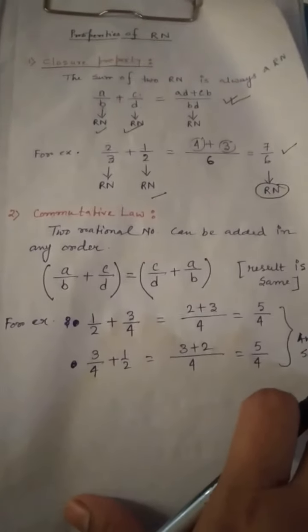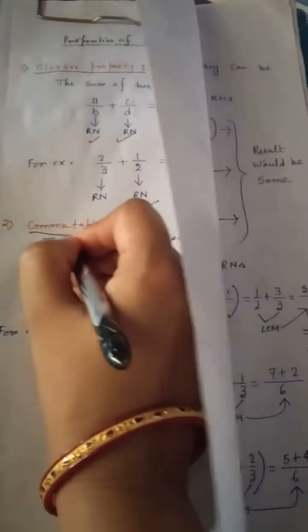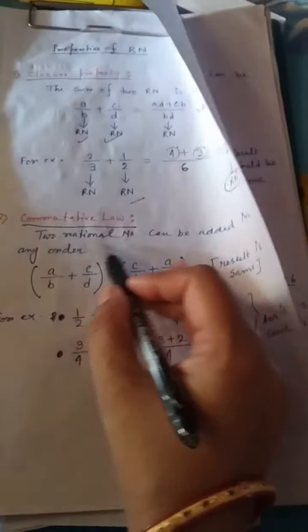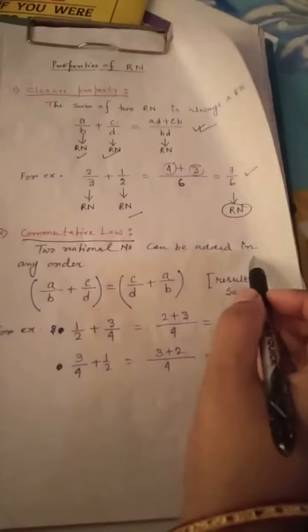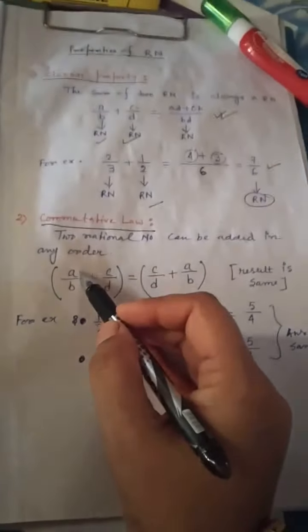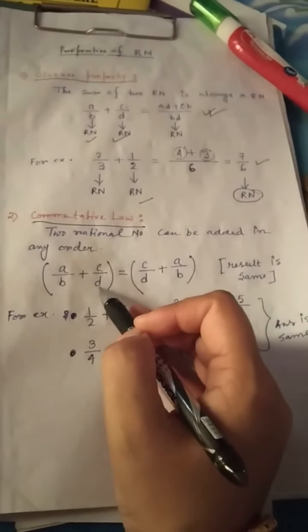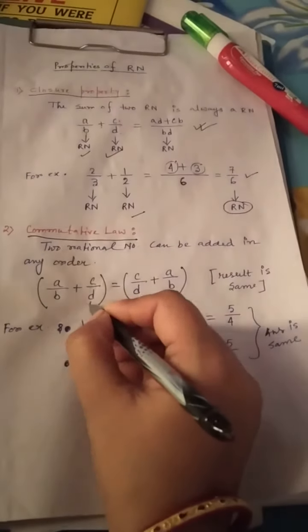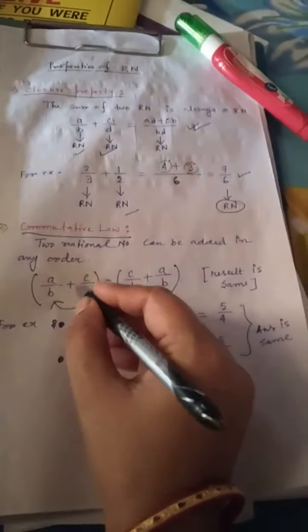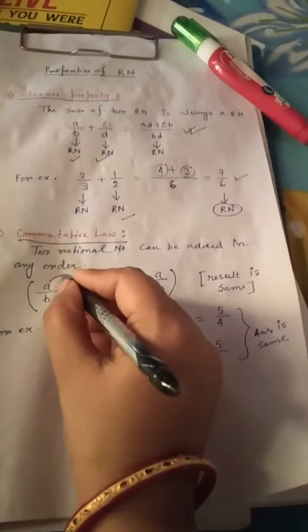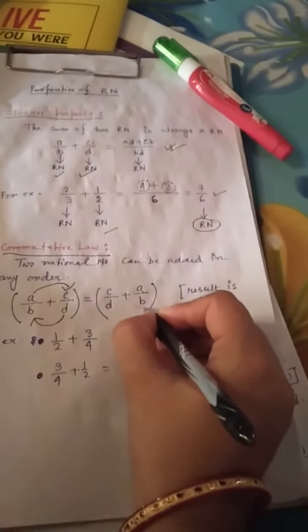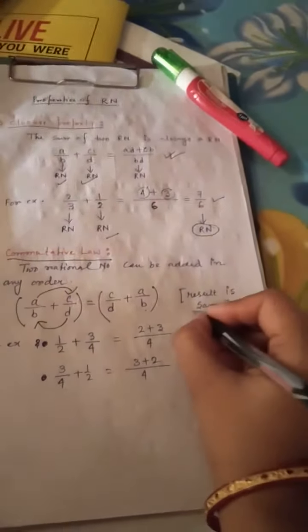Now the second property. What is the second property? The second property is the commutative law. Two rational numbers can be added in any order. That means a by b plus c by d, we can also write this by changing their order. We can write c by d first and a by b second, that means c by d plus a by b. In both cases the result is the same.